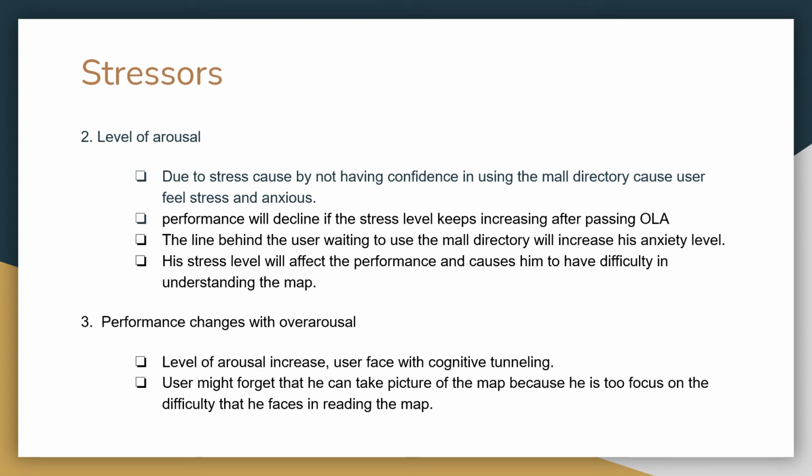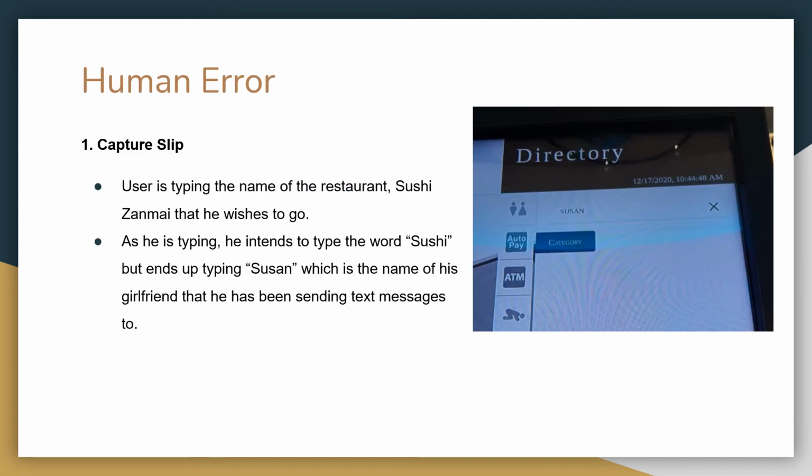The third one is performance changes with over arousal. As the level of arousal increases, the user faces cognitive tunneling. The user might forget that he can take a picture of the map because he is too focused on the difficulty that he faces in reading the map.